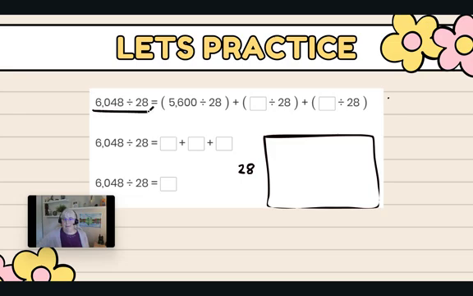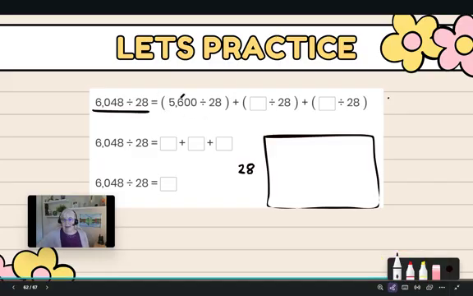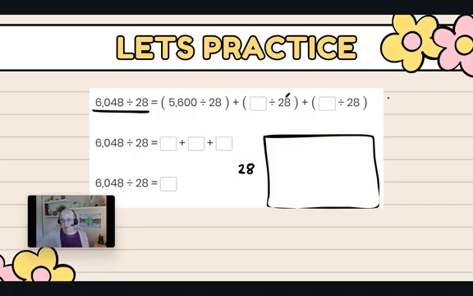I can see 6,048 divided by 28. I know that I put 28 on this side and I can see how many groups we have here. How many groups we have? I have one group here in parentheses, a second group in parentheses, and a third group in parentheses. That tells me I need to have 3 sections of my box.